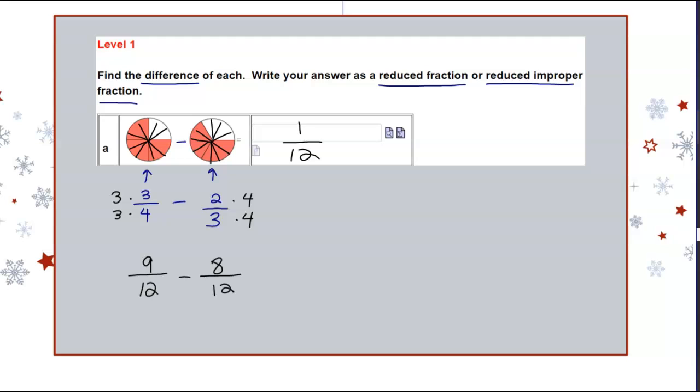Now I'm going to use my picture to make sure it makes sense. I have 1, 2, 3, 4, 5, 6, 7, 8 sections there that I'm going to take away from this one. If I take away those, I'm left with this one piece, not out of 4 anymore, but out of 12 equal sections. I hope this helps gain a better understanding of what fractions are and why we need a common denominator.